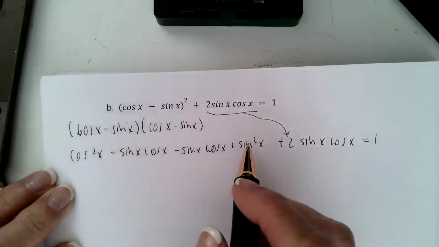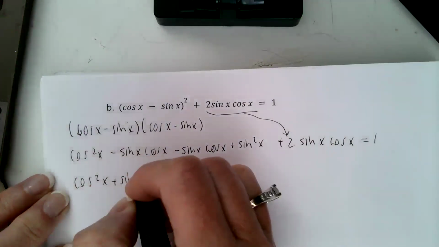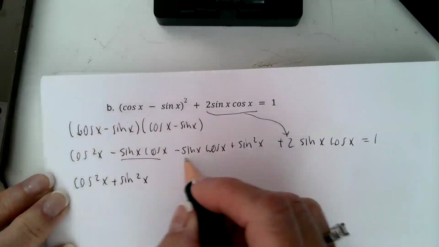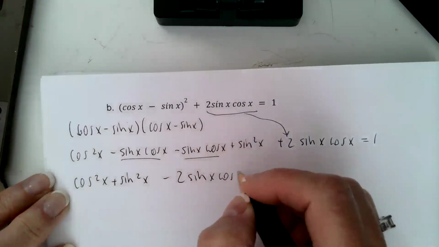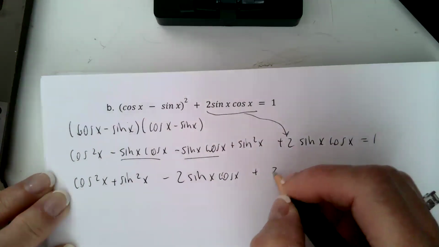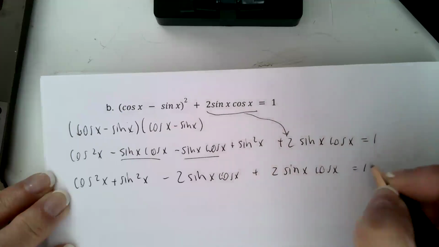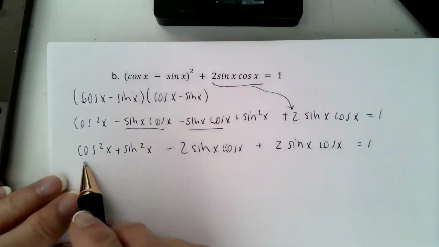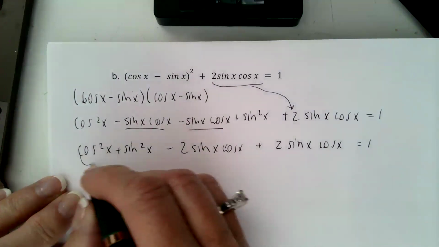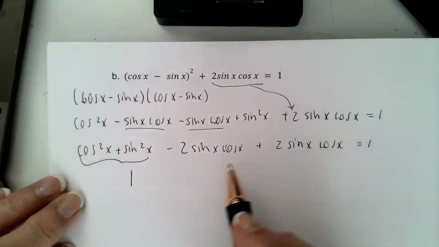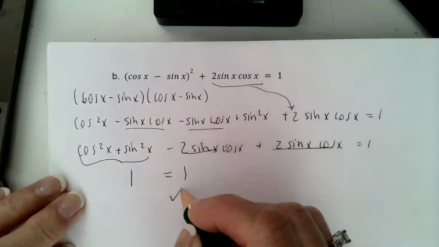I've got cosine squared x plus sine squared x. I'm going to regroup that. And then I've got 2 of these. So minus 2 sine x cosine x. And then I've got plus 2 sine x cosine x equals 1. So cosine squared x plus sine squared x equals 1. So that equals 1. And then these cancel, and so I am left with 1 equals 1.